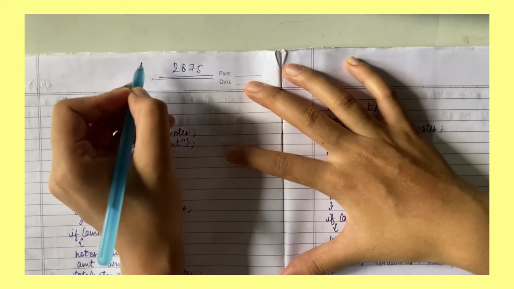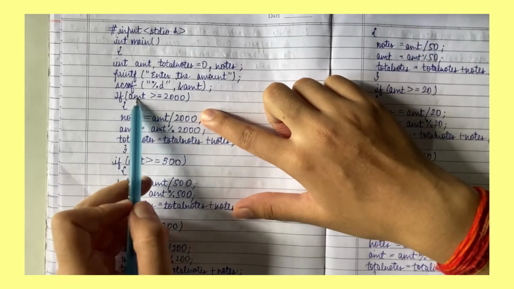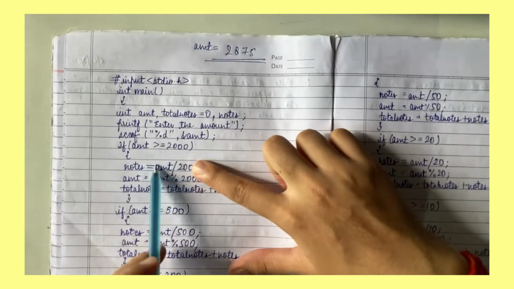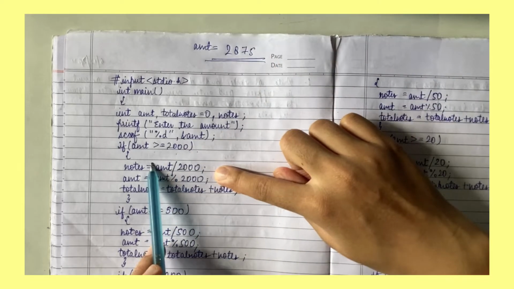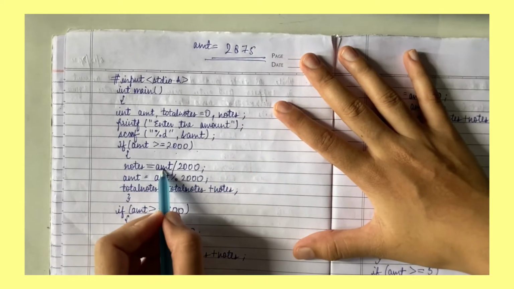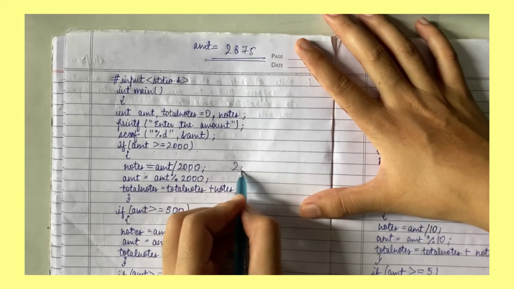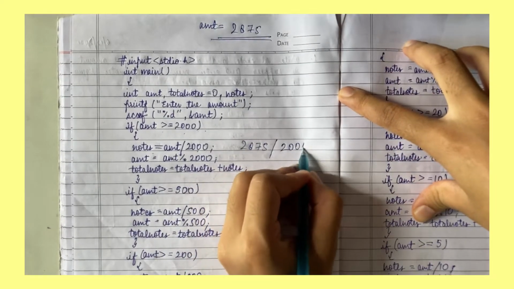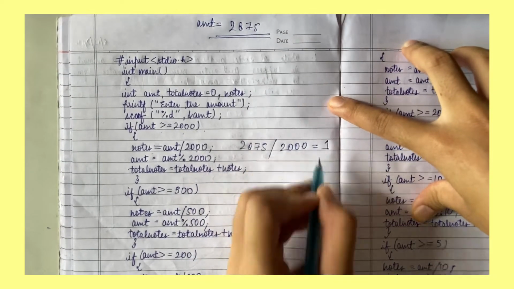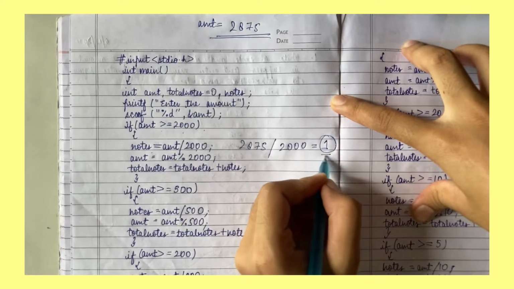Let us take the example of 2875. This is the amount that the user has input. So we will check the condition. This condition will be true because the amount is greater than or equal to 2000. The notes will be amount divided by 2000. So 2875 divided by 2000 will be equal to 1. So the notes will be 1.